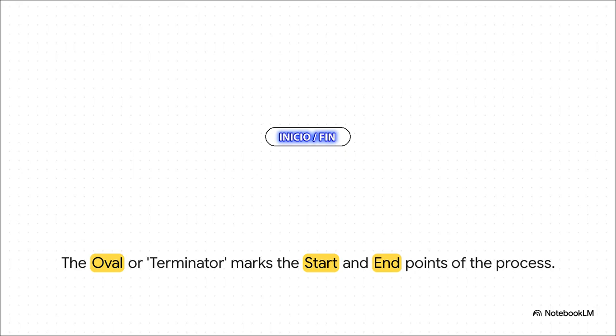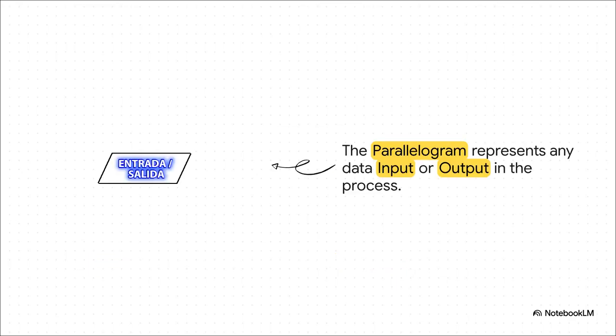It just marks the start and end of your entire process. It tells you where things kick off and where they wrap up. Next is the parallelogram. This one is all about input and output. Think of it as the gateway where data either enters your system or exits it. This ties directly back to our input, process, output structure.